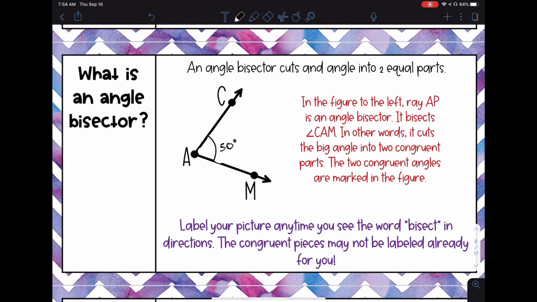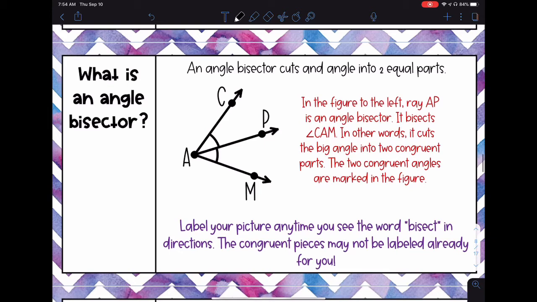So if you were to do that, you would go back to that original picture we had, which looks like this. And so if the big angle was 50 degrees, and I cut 50 degrees perfectly in half, each one of these little angles would be 25 degrees. Hopefully that makes sense, because you cut the number in half. So if it's an angle bisector, look at the big angle, cut it in half, and you're good to go.